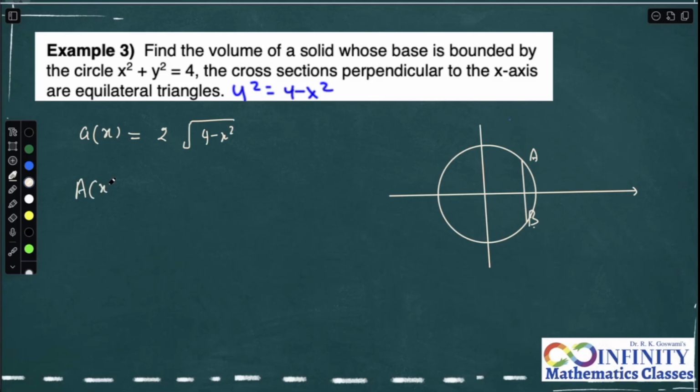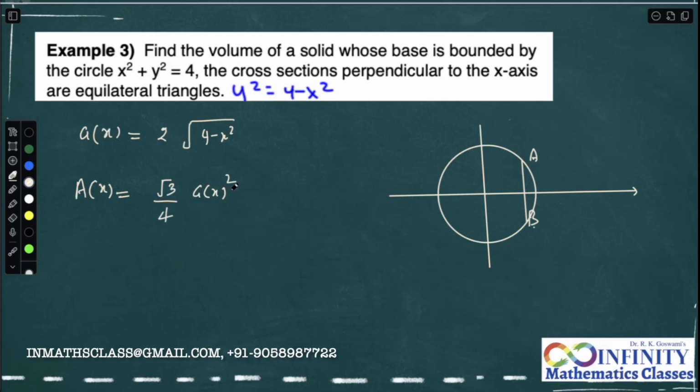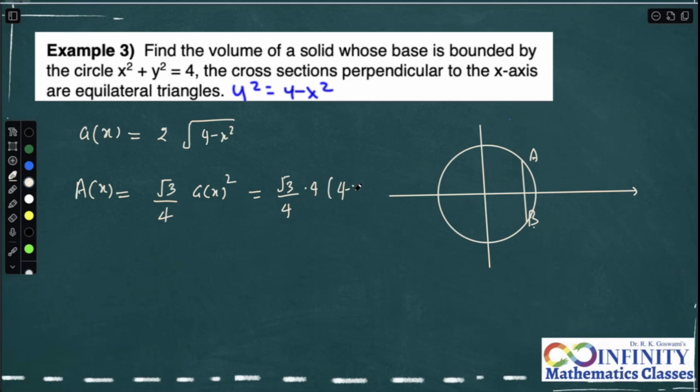So the cross section this time is going to be square root of 3 by 4 a square. What is the only change here? The only change is in the formula. Last time it was a square, this time it is an equilateral triangle. You need to apply the formula for an equilateral triangle. So this is going to be root 3 by 4 into (4 minus x square), which is going to be square root of 3, 4 minus x square.